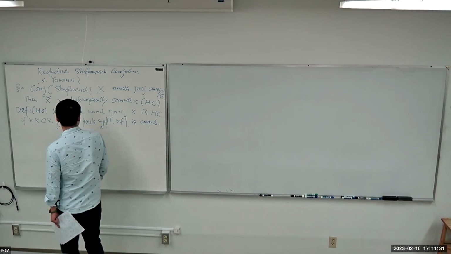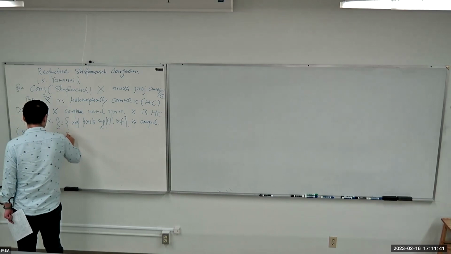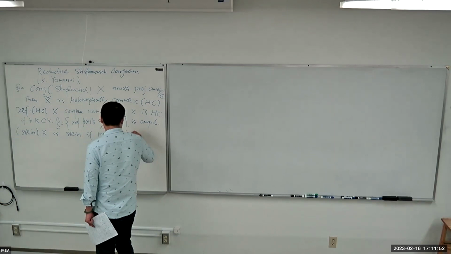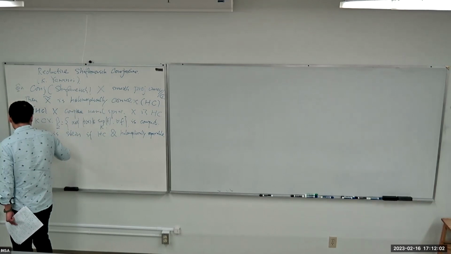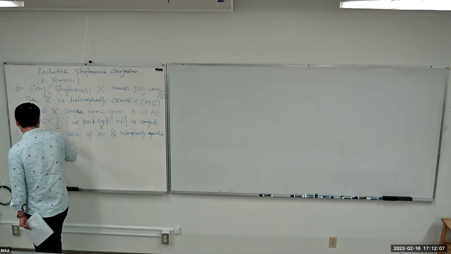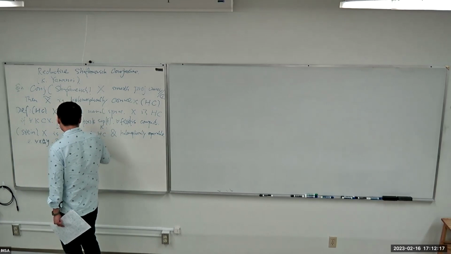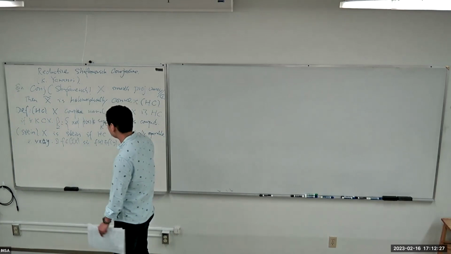And moreover, a stronger notion is called Stein. X is called Stein if it is holomorphically convex and moreover holomorphically separable. Namely, for every two different points x and y in this space, there exists a global holomorphic function f on X such that f(x) and f(y) are not equal. This is called holomorphically separable. So this is stronger than holomorphic convexity.